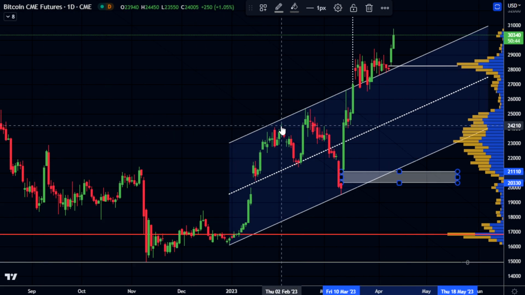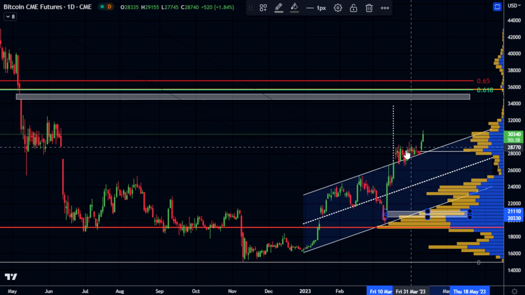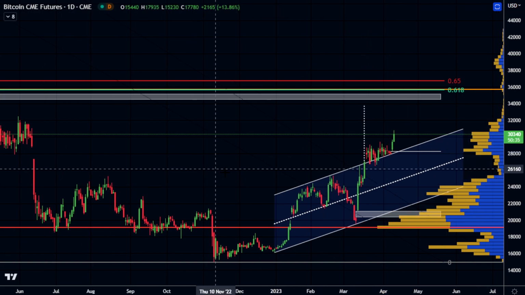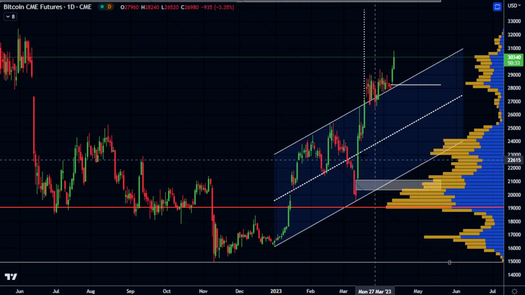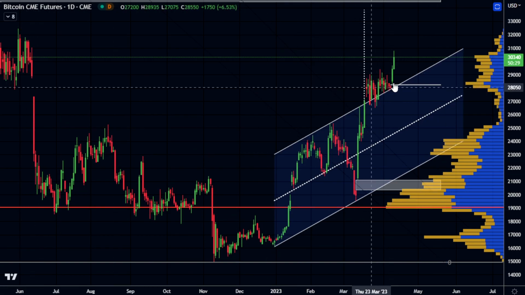I personally don't think we will fill it, even though we do fill the majority of the gaps. I think on any pullback, the lowest we would go would be around 25, 26k to the top of this range. Just something to keep an eye on. We did just recently fill this gap when we did consolidate in this range.